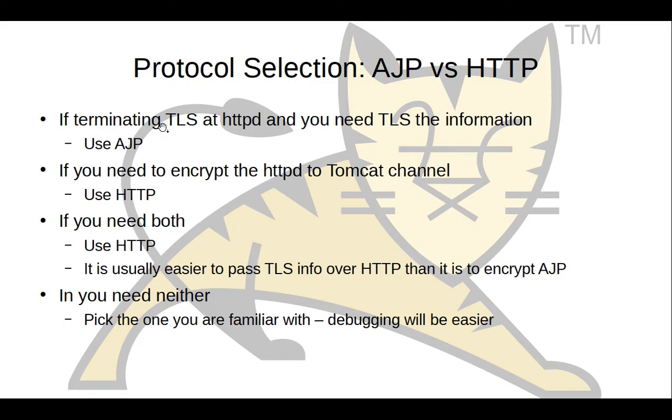That's because personally, in all the situations I've needed to do this, it's been easier to pass the TLS information than it has been to set up an encrypted channel for AJP. That might be different in your environment. It does depend on how your environment's set up, particularly your network. If it's dead easy for you to set up encrypted comms between nodes, then AJP might still be a better option for you.